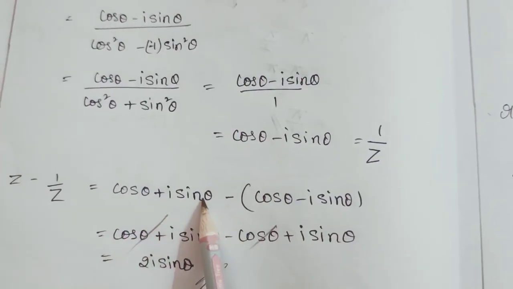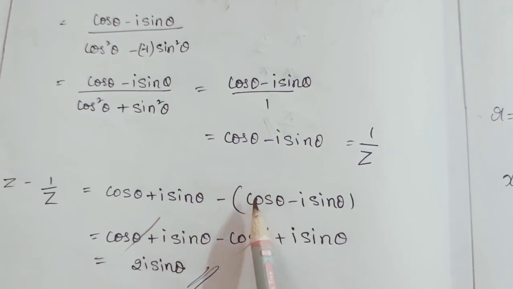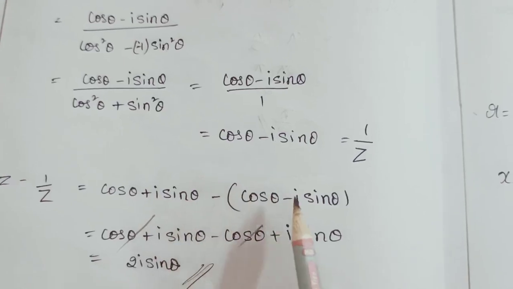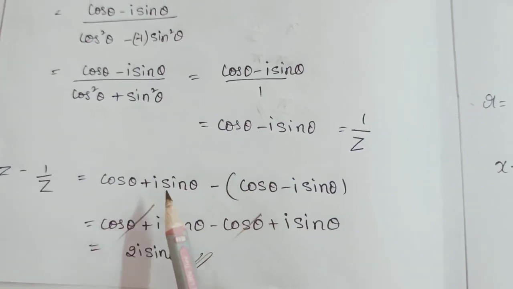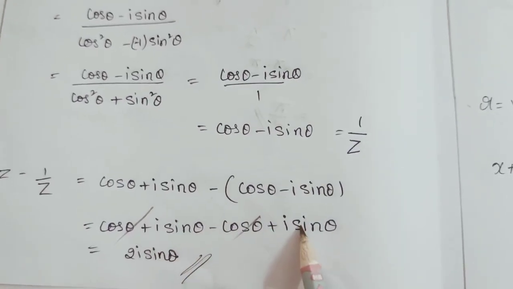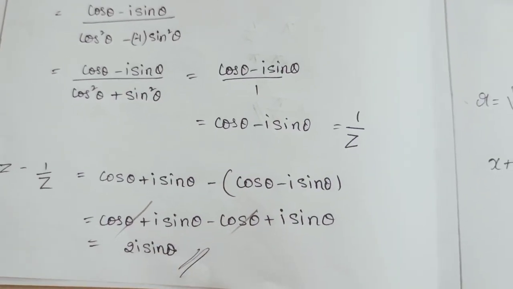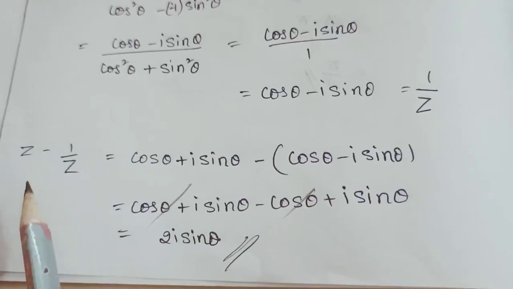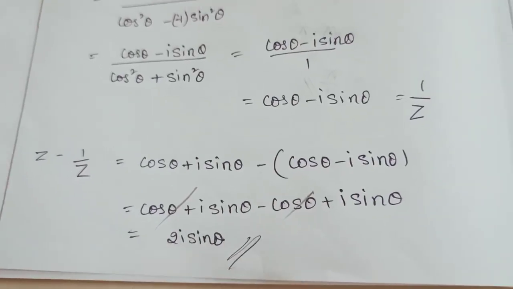So cos theta plus i sin theta, multiplying the minus inside: minus cos theta, minus into minus plus i sin theta. Cos theta minus cos theta gets cancelled. i sin theta plus i sin theta is nothing but 2i sin theta. So z minus 1 by z is 2i sin theta.